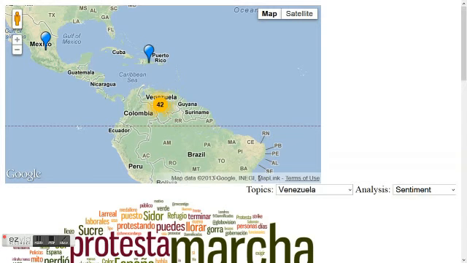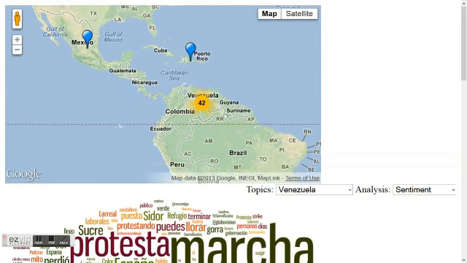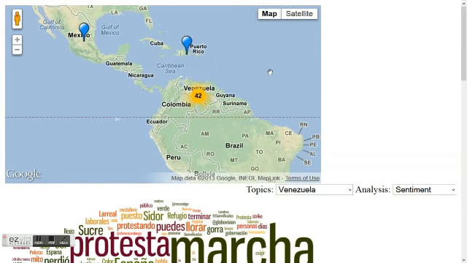Just like the Colombia dataset, we have the Venezuela dataset. The Venezuela dataset is about a civil unrest movement that happened in Venezuela. The results of the sentiment analysis of the Venezuela dataset are as follows.